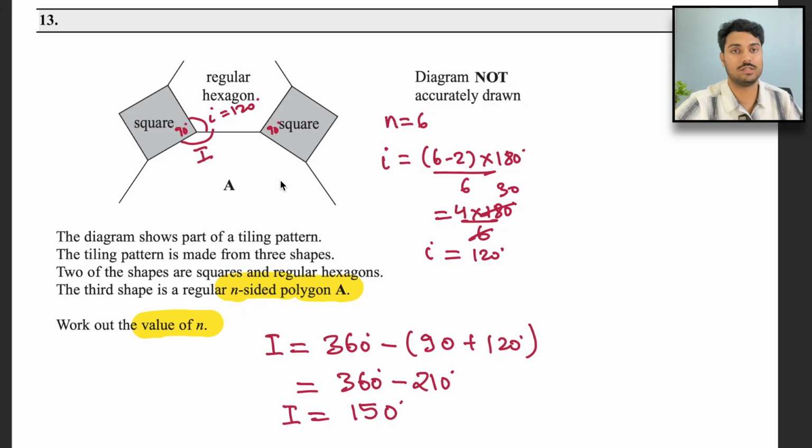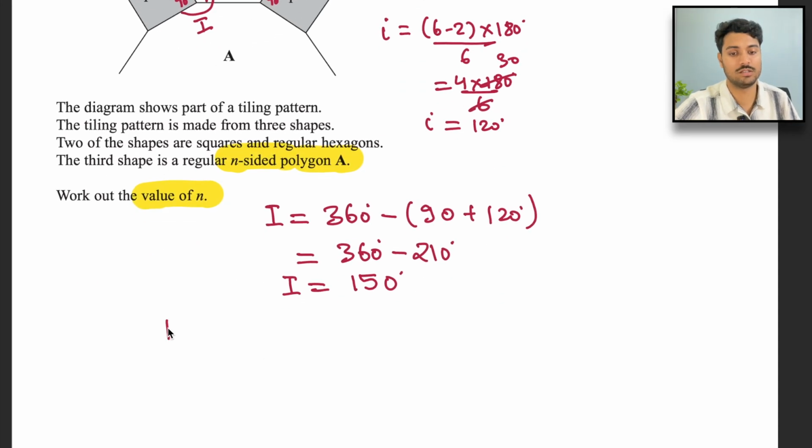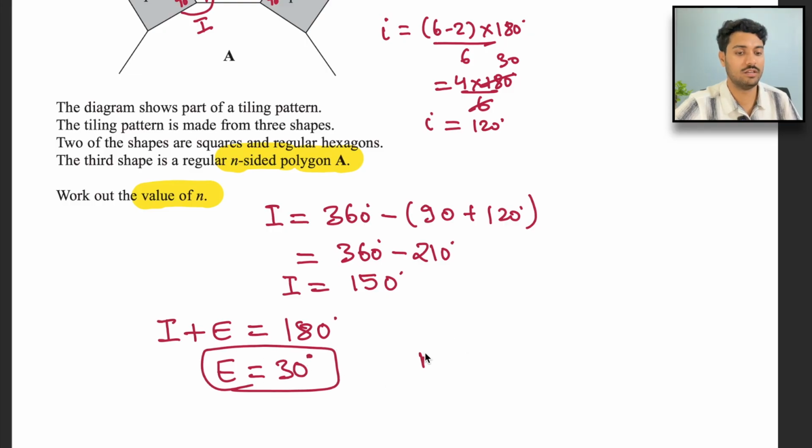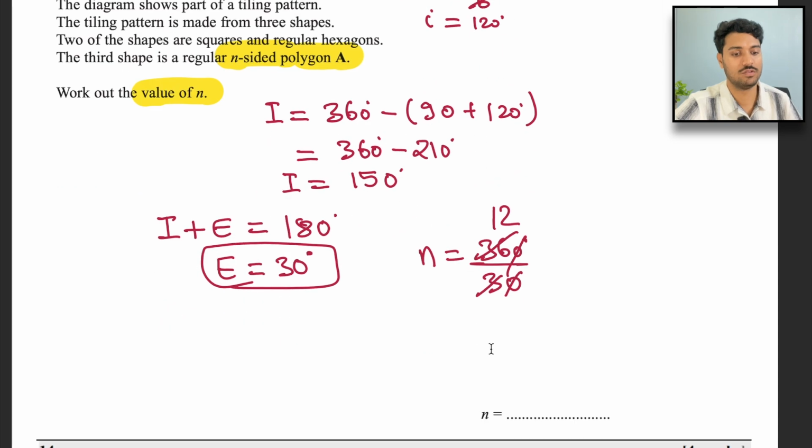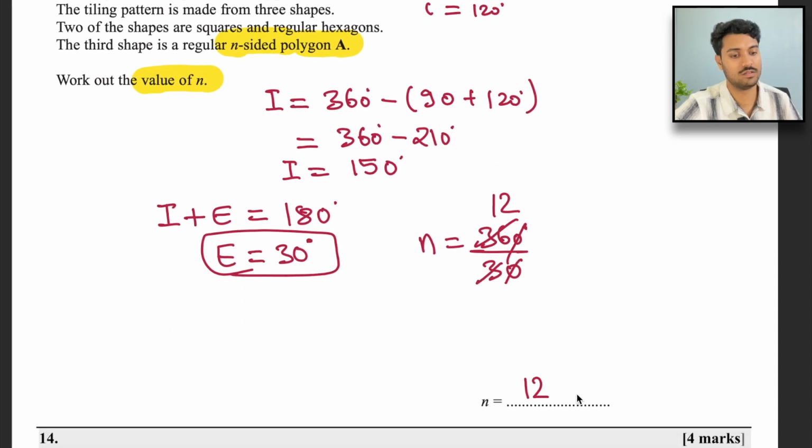We know that interior angle plus exterior angle always adds up to 180. So let's say I plus E equals 180 degrees. I is 150, so definitely E is going to be 180 minus 150, that is 30 degrees. E is 30 degrees, so n is going to be 360 degrees divided by E, which is 30. So n will be 12. So that's 12 sides.